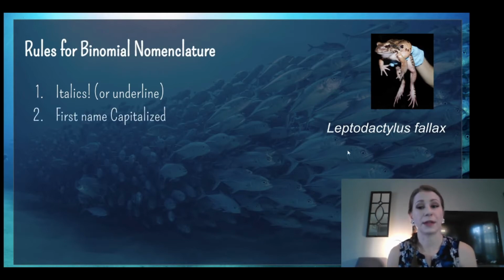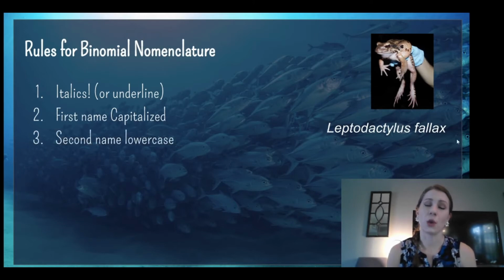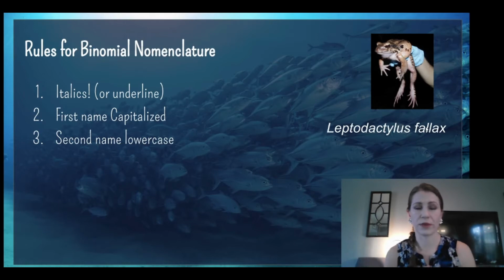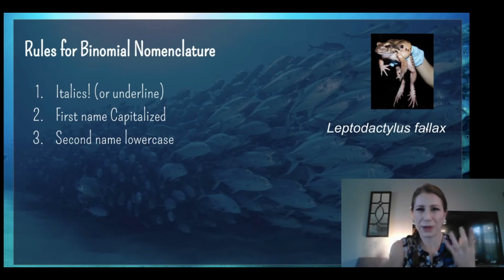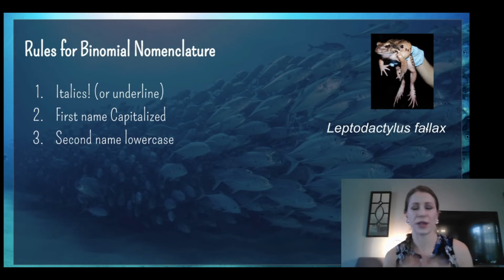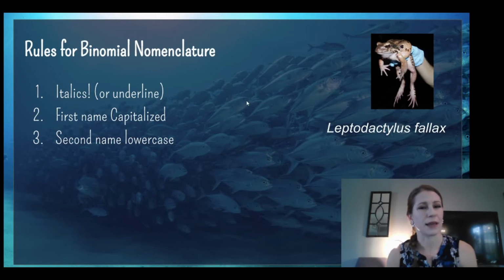The first name is capitalized. Here, the Leptodactylus, that part, is capitalized. The second name is going to be lowercase. Now, this may seem a little strange to you. For example, most of us have two names. Some of us have more than two names. Some of us, if we're sure, only have one name. But we capitalize both of our names, our first and our last name. That's traditional. However, with our binomial nomenclature, our scientific naming, we only capitalize that first name. We don't capitalize the second name. And that's just a rule for our naming system.